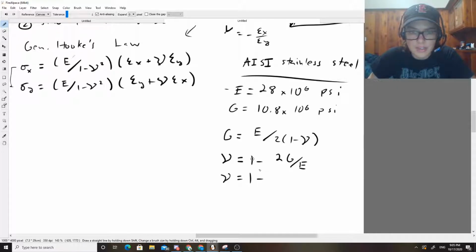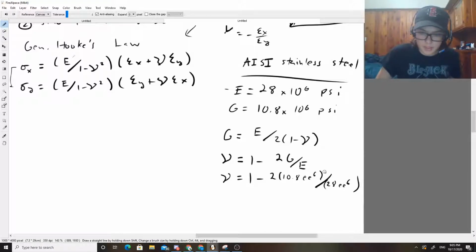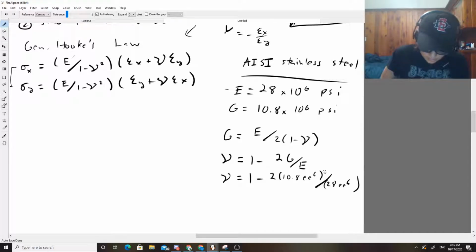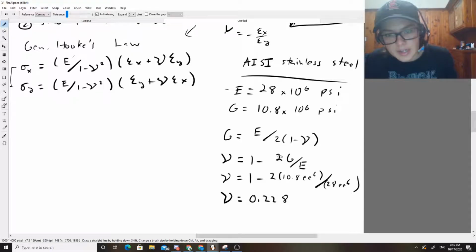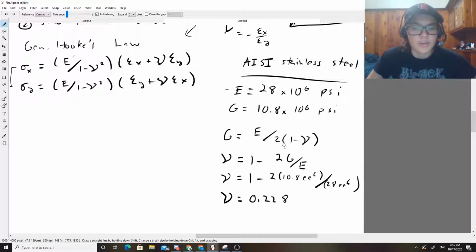Since we are given E and G, we'll say 2 times G, which is 10.8 E to the 6th, divided by 28 E to the 6th. We'll plug that in: 10.8 E to the 6th times 2 divided by 28 E to the 6th, and then minus 1. You would end up with a Poisson's ratio equal to 0.228. And that is unitless, a ratio, because it's psi over psi.